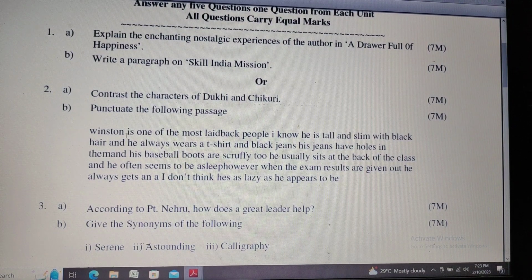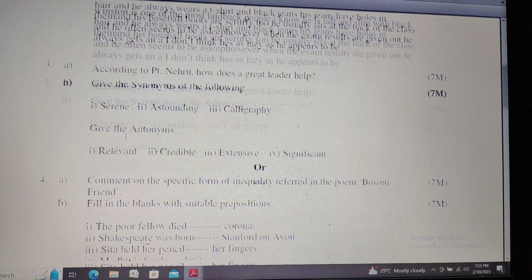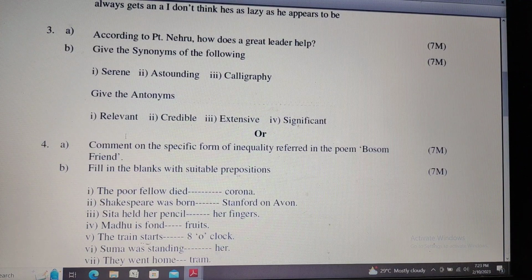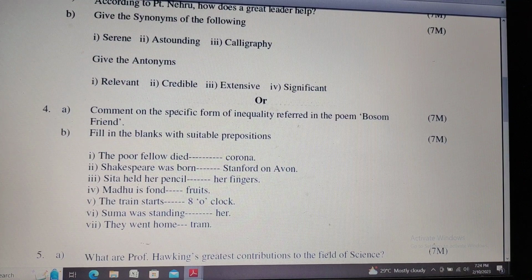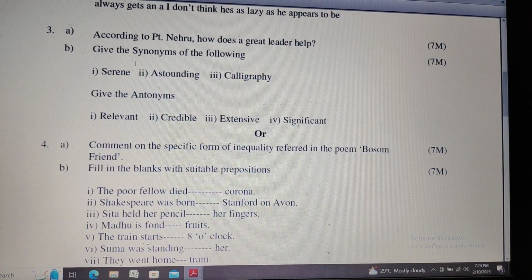When it comes to the third question, it's all about the second lesson, Jawaharlal Nehru's letter to Indira, which is a combination of synonyms and antonyms. Or you can talk about Bosom Friend, which is a combination of prepositions. So if you are preparing for Jawaharlal Nehru's question, I request you to prepare for synonyms and antonyms, which is of course a tough task, but you can browse through your textbook where you will have these synonyms and antonyms at the end of the textbook for each lesson.